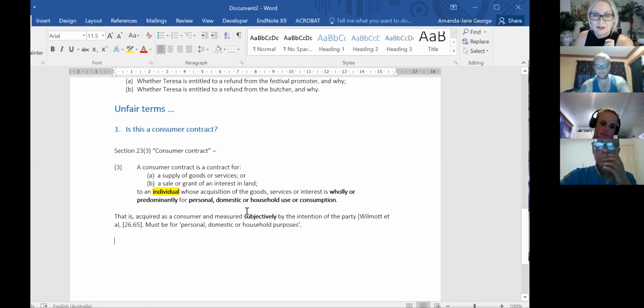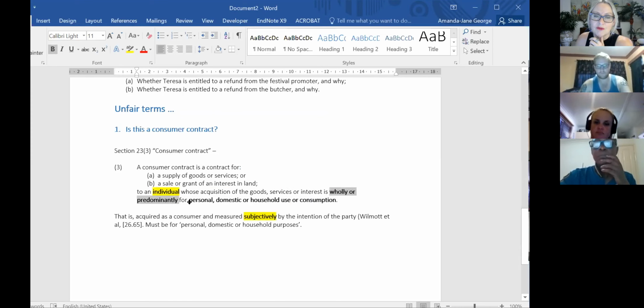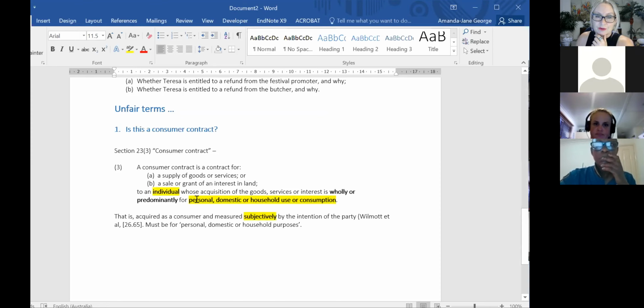Now, as Wilmot says, this is, get a load of this, a subjective test. What? That never happens. Okay, and how do they know that? Because it's not measured by the ordinary type of use of that item as it is in section 3. So there's a couple of differences in terms of the definitions here that you need to be aware of. Okay, so an individual acquiring wholly or predominantly for personal, domestic or household use. All right.